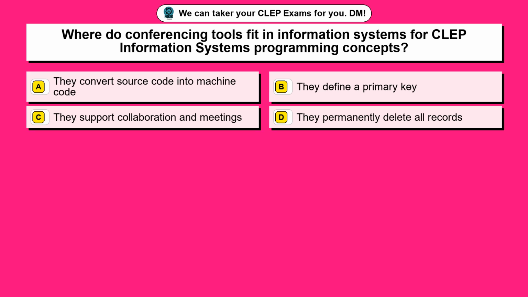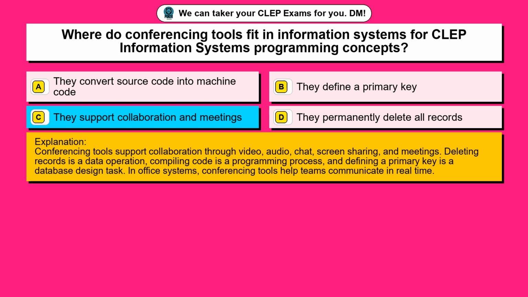Question 5. Where do conferencing tools fit in information systems for CLEP Information Systems programming concepts? Option A. They convert source code into machine code. Option B. They define a primary key. Option C. They support collaboration and meetings. Option D. They permanently delete all records. The correct answer is option C. They support collaboration and meetings.